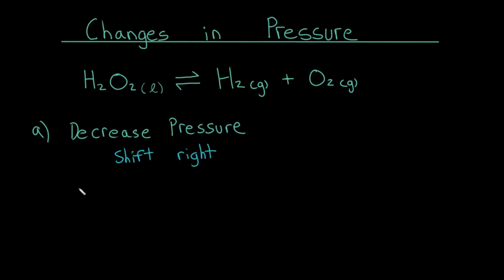Okay, so what happens when we increase the pressure? Well, it's the opposite. When we increase the pressure, the equilibrium will shift to the side with less moles of gas. On the left hand side here, in the reactants, we have 0 moles of gas. We have 1 mole of liquid H2O2 but 0 moles of gas. So right away we can say that the equilibrium will shift to the left because it has less moles of gas.